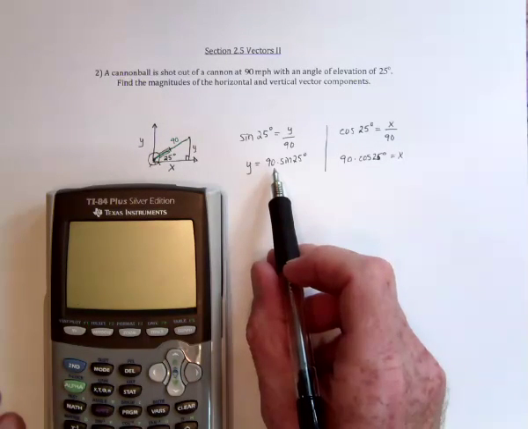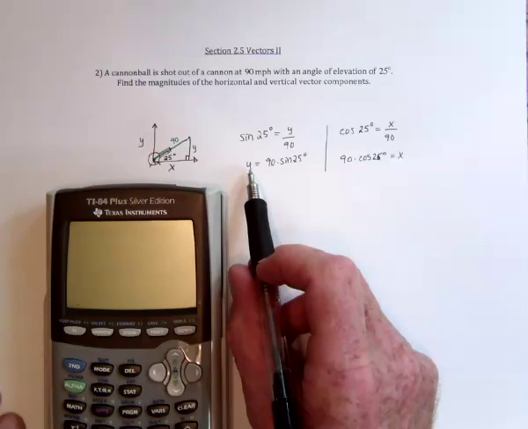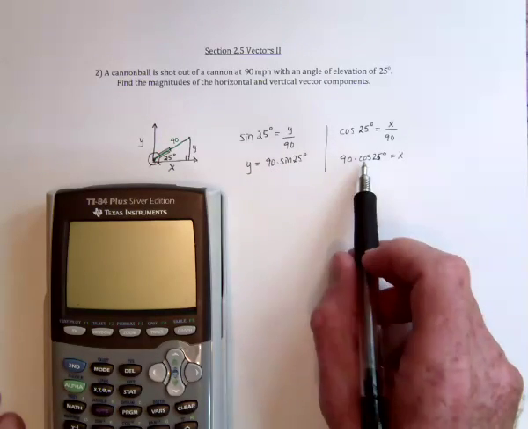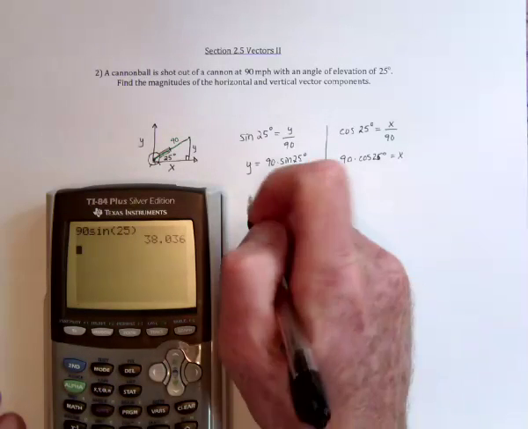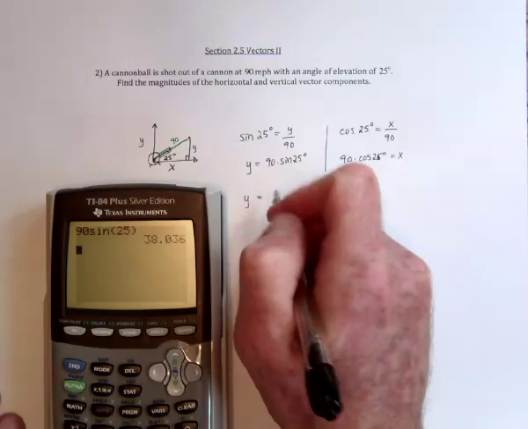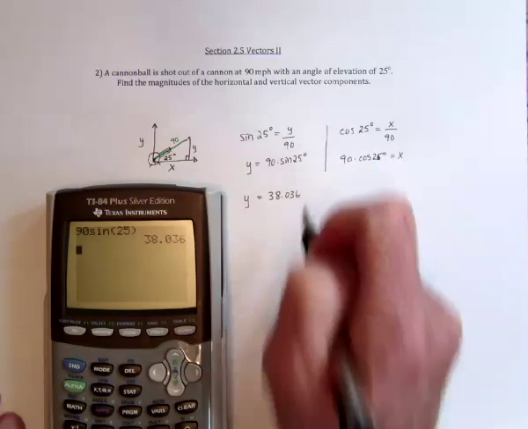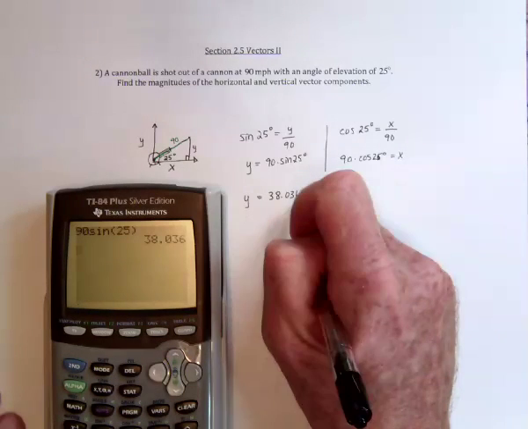So this idea shows up again and again. This is really when we change to polar, y is equal to r sine of theta and x is equal to r cosine of theta, but in a slightly different form, in a physics application. So 90 sine of 25, so the y is going to be 38.036, and then the units were miles per hour.